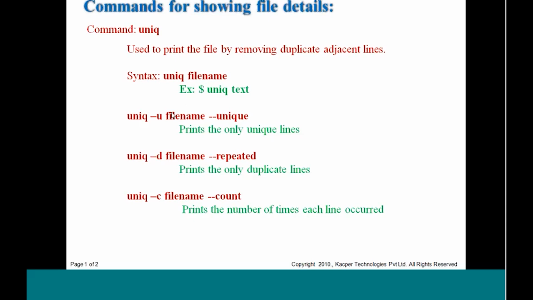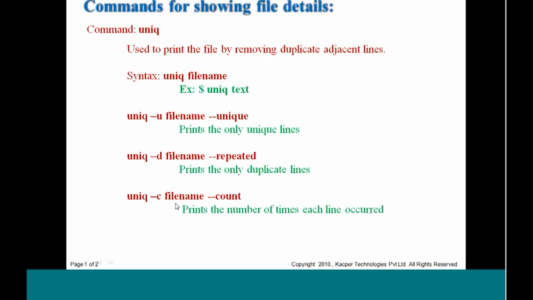And then there are options to it. For example, uniq -u file name, or --unique, prints all the unique lines. And if you repeat it with the -d option, it only prints out the duplicated lines. Again, this command is used in many ways. It is very useful. If you have a file which you copied from multiple sources and you don't know whether something is repeated many times, one way to find out is just to use this uniq command.